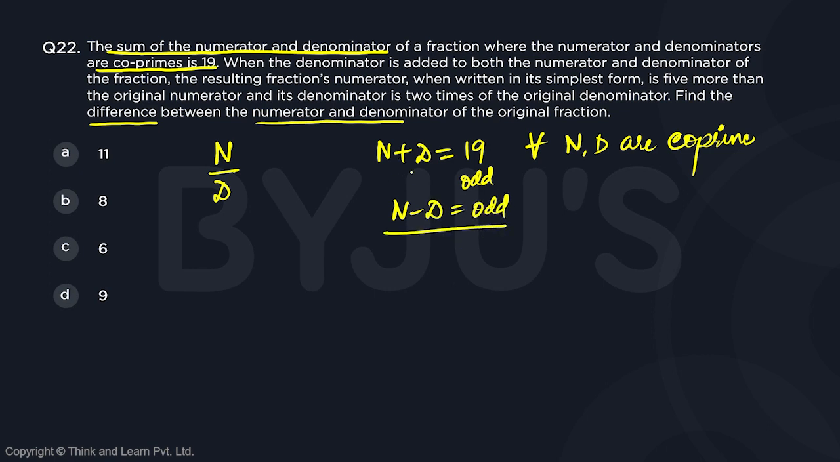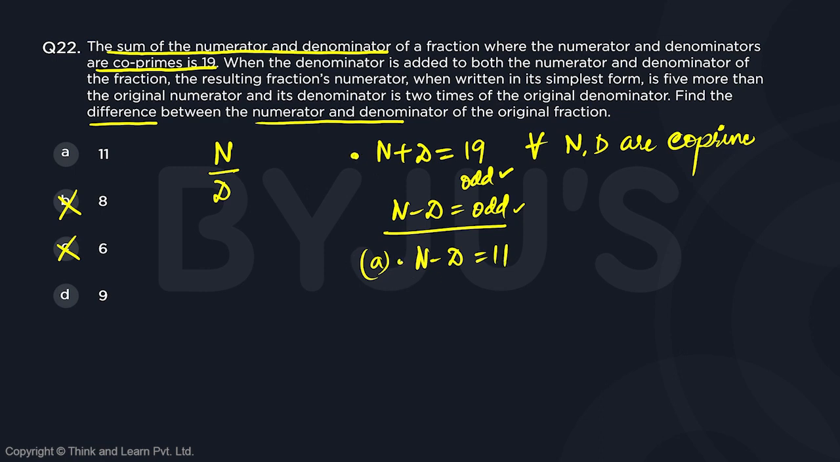The sum of two integers will always fall in the same category as their difference. If the sum had been even, the difference is also going to be even. Since the difference is going to be odd, we can't have B or C as the option. Now what we can do is start with any one of these two. So let's assume that n minus d is going to be 11.